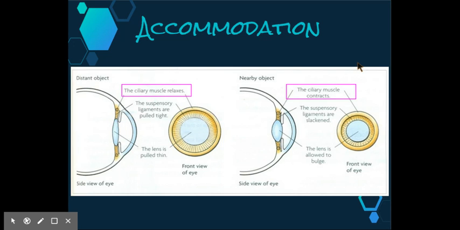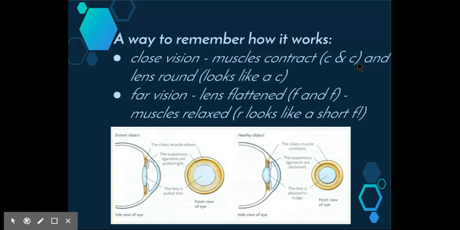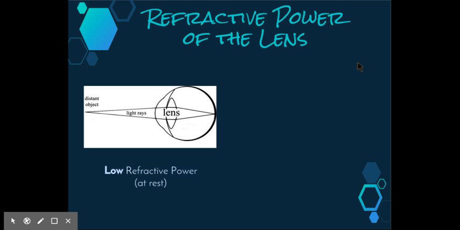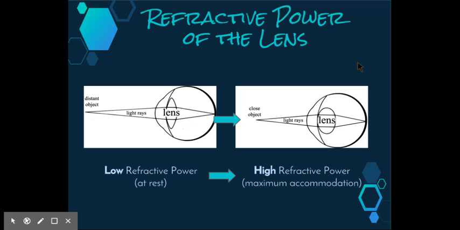An easy way to remember how it all works is that close vision requires the muscles to be contracted, so close and contract, C and C, and the result is a round lens, so the C looks slightly round. For far vision, the lens needs to be flattened, so F and F, and the muscles are relaxed. And in this case, when you write a lowercase r, it looks like a little mini version of the letter F. So the refractive power of the lens changes from low in a flatter lens when at rest to a high refractive power in a rounder lens at maximum accommodation.